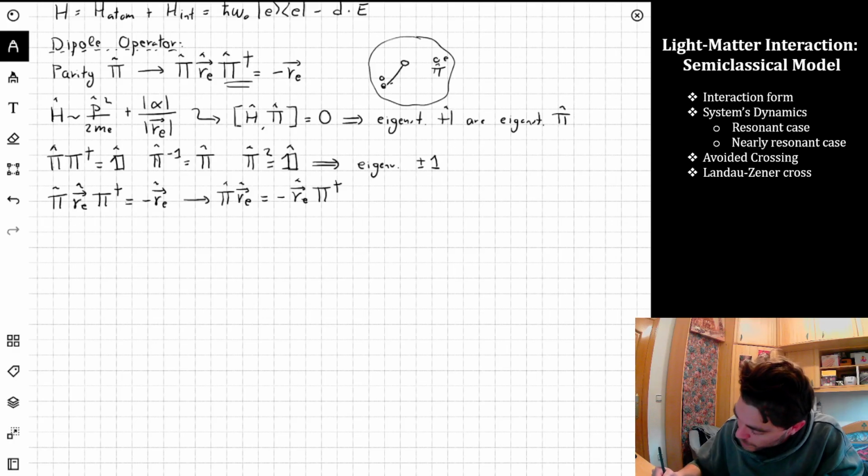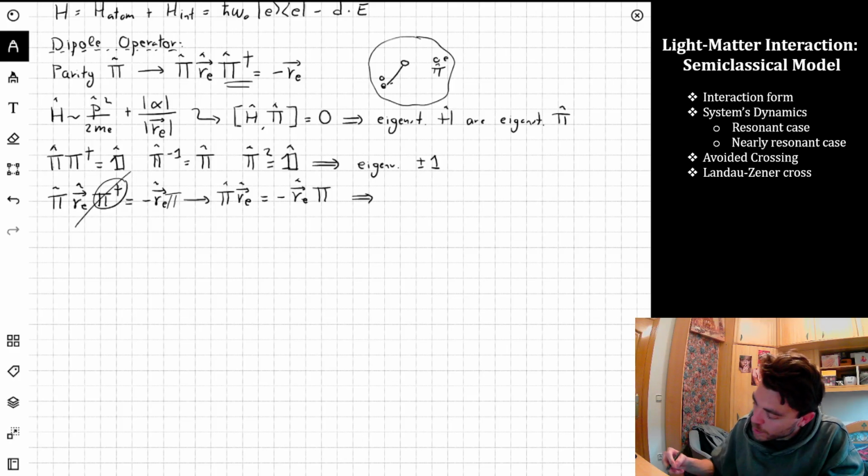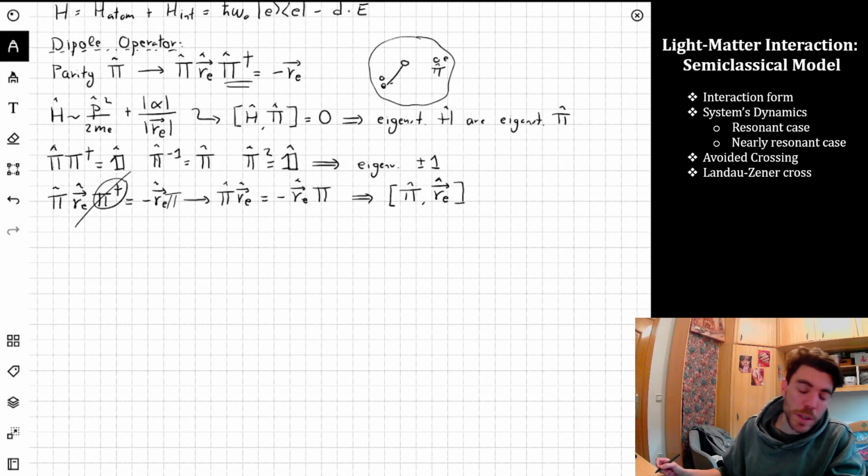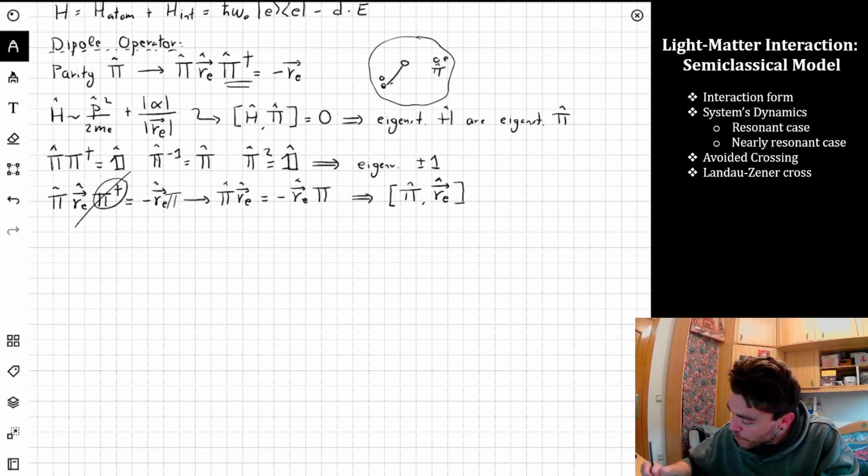But this means, we apply pi, so this pi dagger disappears, and then you get a pi here. Okay, so this is true, but this means that they anti-commute. The parity operator anti-commutes with the position, the separation position operator. So this is 0, and I put a plus here.